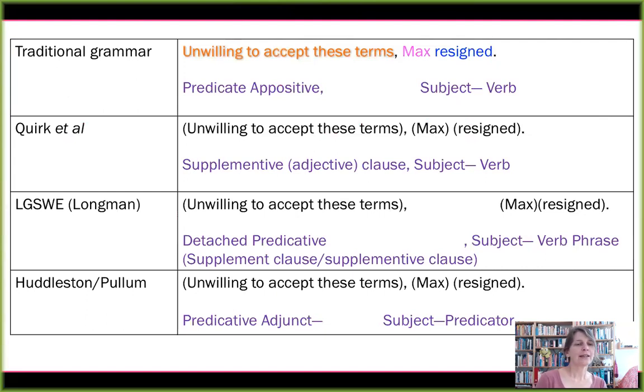And finally, Huddleston and Pullum call these predicate appositives predicative adjuncts. And here you see an adjunct is not only an adverbial. Well, I don't know, I haven't read enough Huddleston and Pullum to see whether they think that all of these are adverbial or whether adjunct is just something that you attach. You know, etymologically speaking, an adjunct is something that you attach. And so it doesn't have to be just adverbial. So I haven't read enough Huddleston and Pullum.